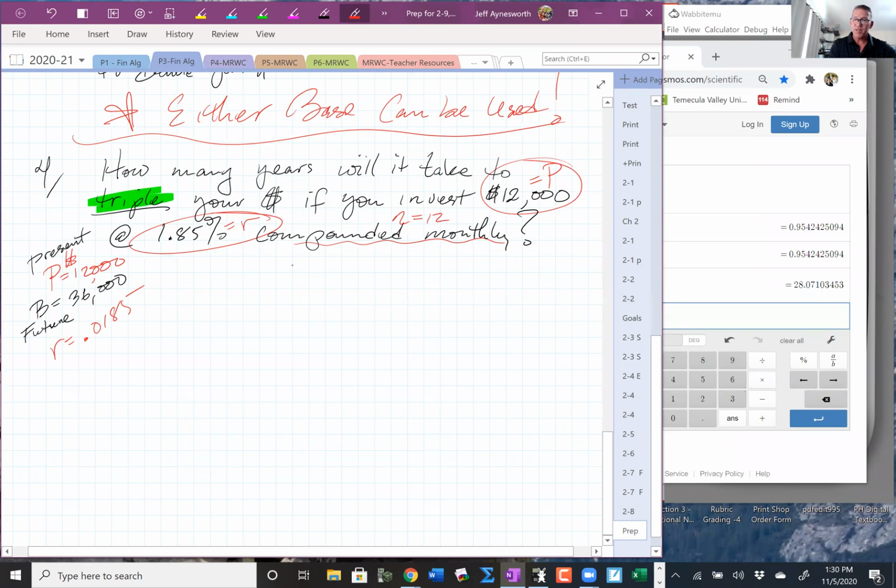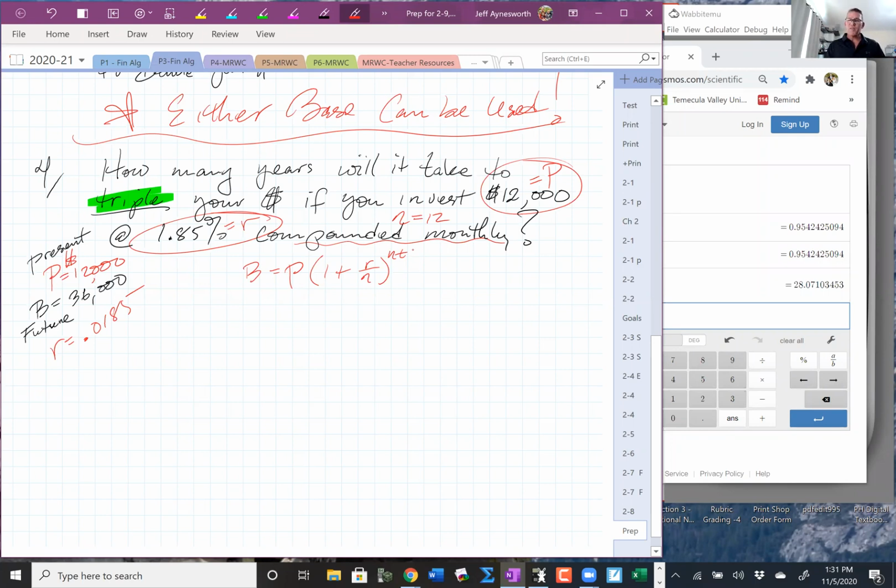Now, what I suggest you guys do is write down this formula every single time, the compounding formula, because it'll help you memorize it. You'll memorize things a lot quicker than if you do not write it down, so write it down every single time.